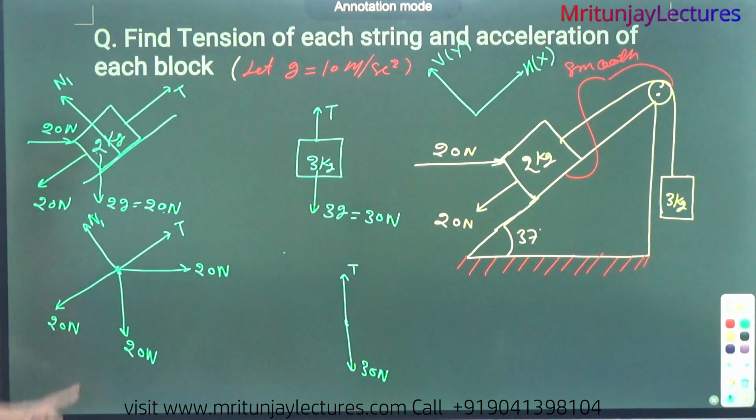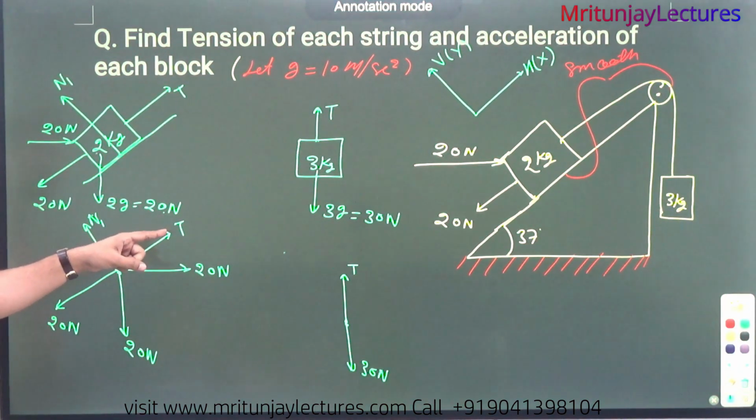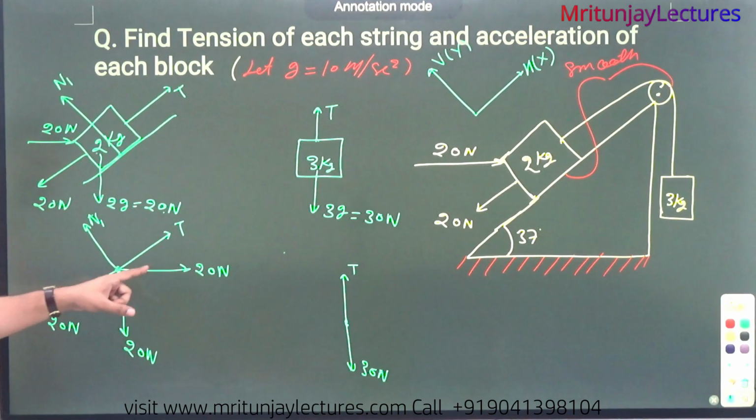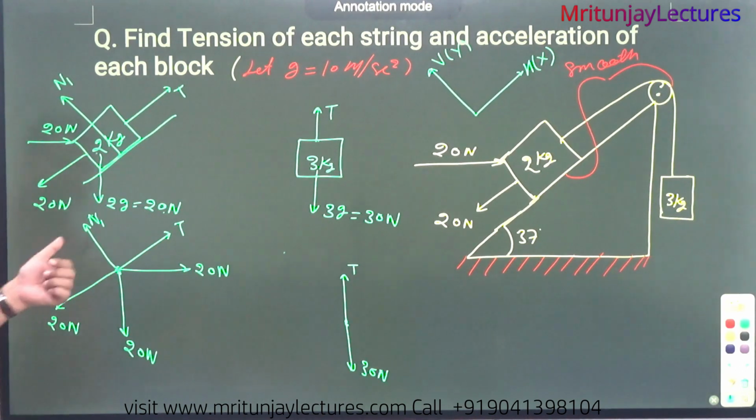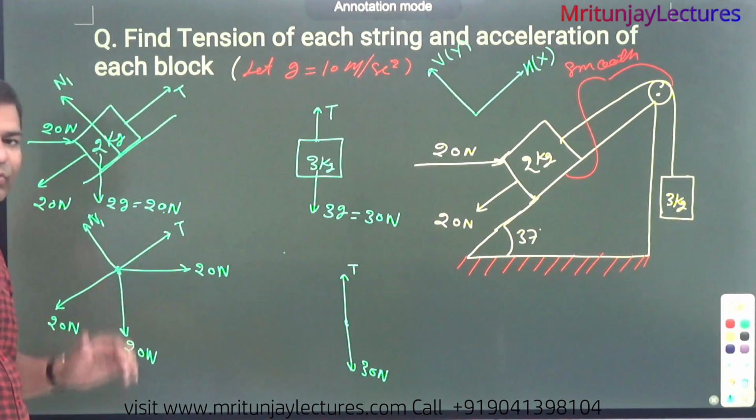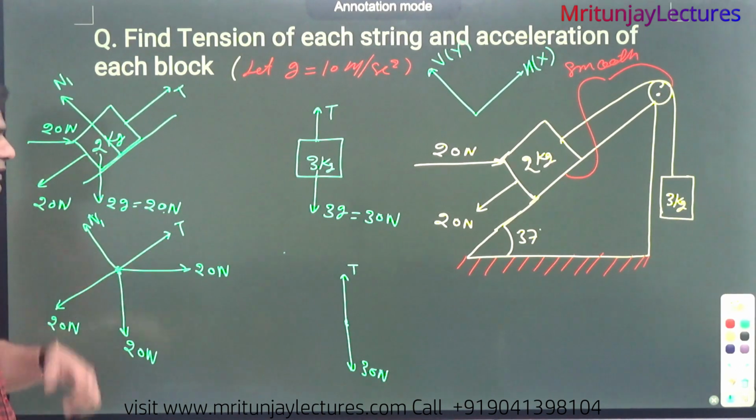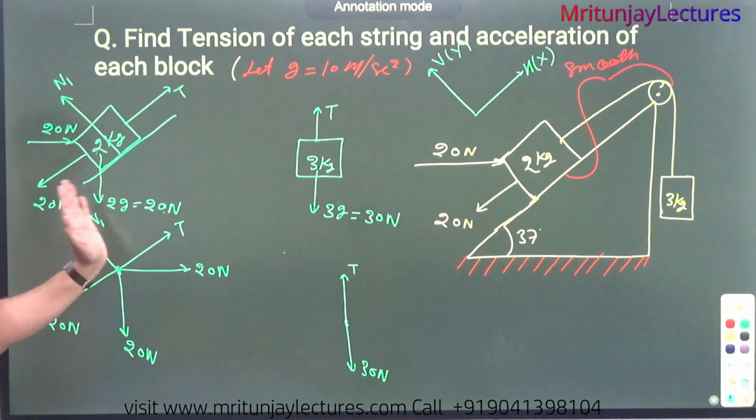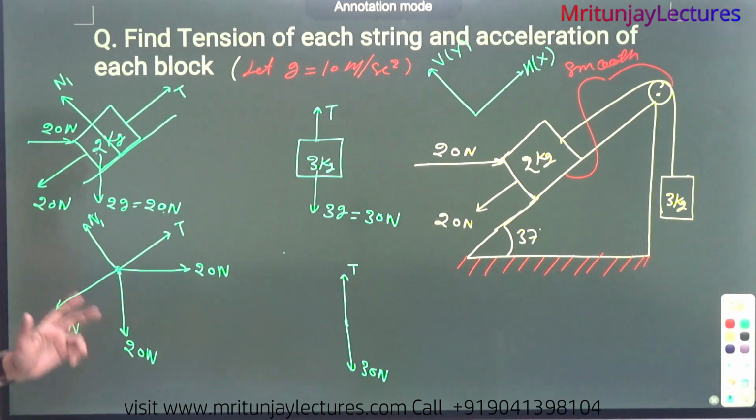Now look, this one is already in the Y direction and this one is already in the X direction, and this one is also in the X direction, but this one and this one are not completely along X and Y. So after that, these two are resolved along those directions. Clear? So how can we do it?